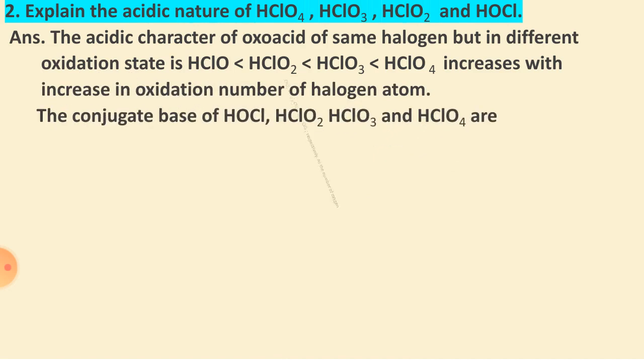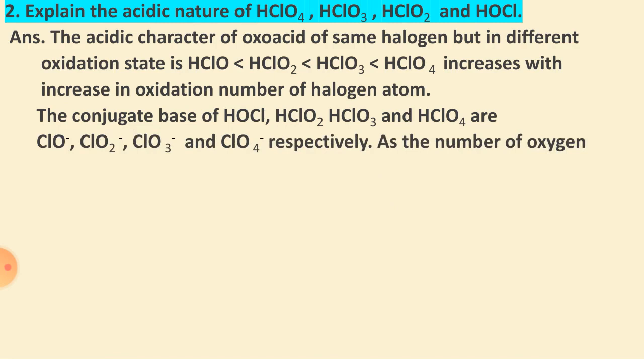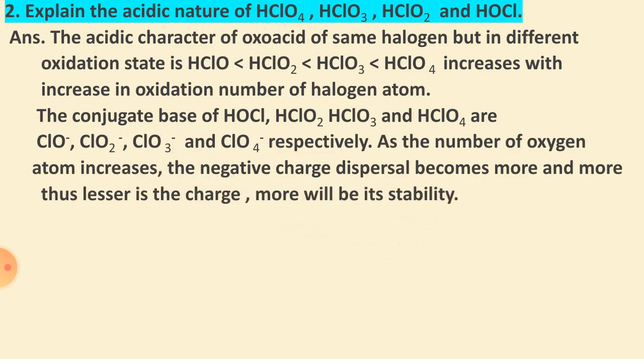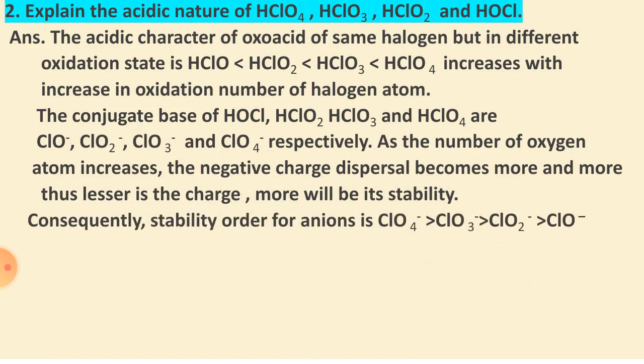Now the conjugate bases of HOCl, HClO2, HClO3 and HClO4 are ClO minus, ClO2 minus, ClO3 minus and ClO4 minus. This I also told you: acid minus H plus gives the conjugate base. And here you have to notice the stability by drawing the structure of the conjugate base and seeing the resonance. The more resonating structures, the more stable the conjugate base. As the number of oxygen atoms increases, the negative charge dispersal becomes more and more, thus the charge is lesser and the stability is more.